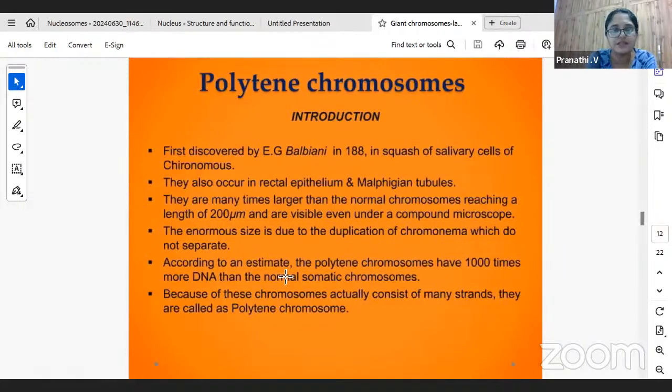In fact, in your BSc, polytene chromosome is one of your spotters. This is because of chromonemata duplication where the copies do not separate. When there is replication but no separation, you can clearly see it because the size becomes larger. So the polytene chromosomes have 1,000 times more DNA than normal chromosomes.